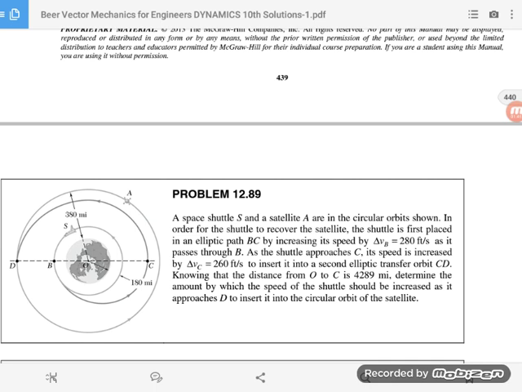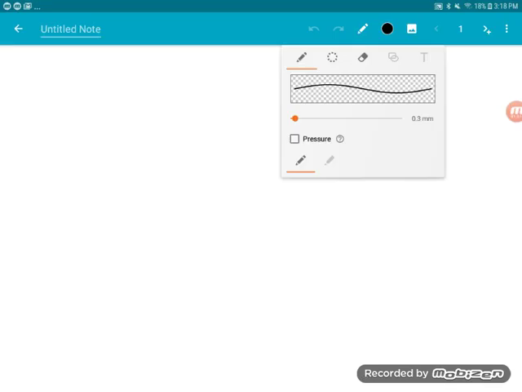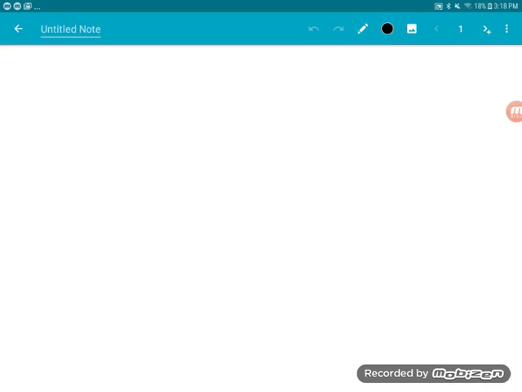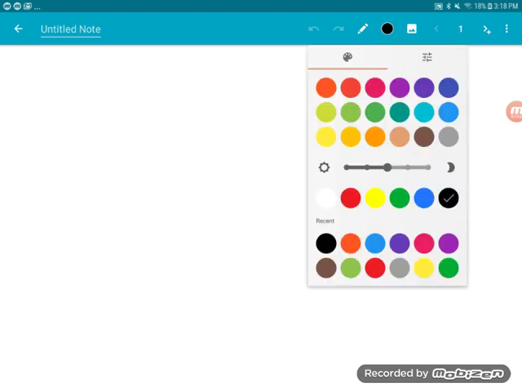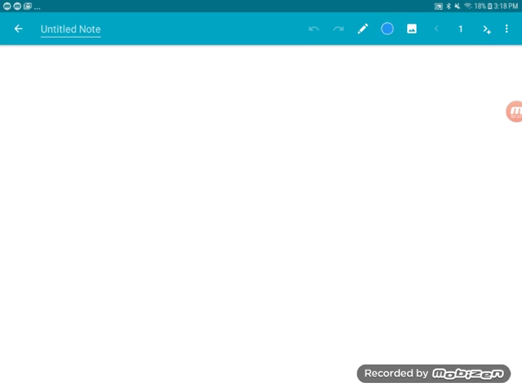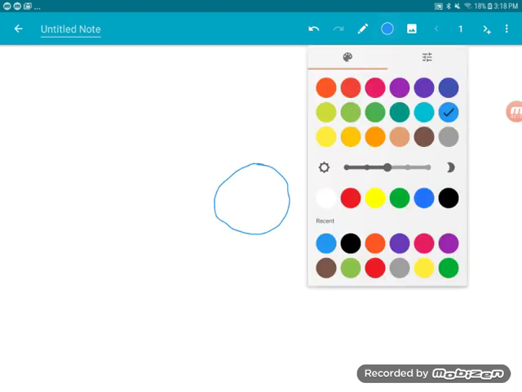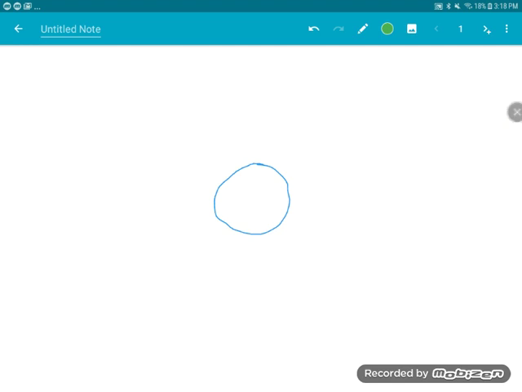Okay, a lot of information. So let's get going. This problem might take a few minutes, but I think we can get it. The first thing we need to do is draw a really big picture of what we've got going on here. So let's go ahead and draw what we have. We've got the Earth.